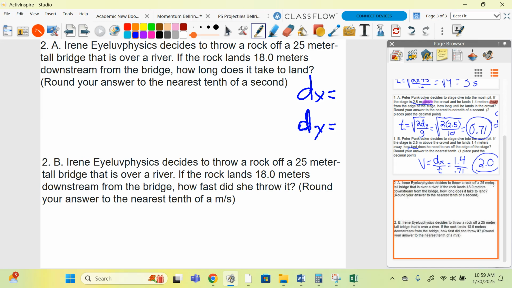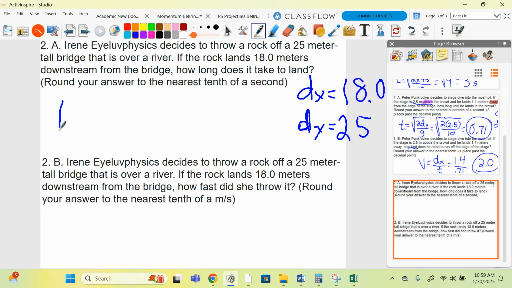Again, identifying my vertical and my horizontal. It's talking about a 25-meter tall bridge. If it's something tall, I'd probably look up. That is my vertical distance, so that is dy in this problem. It's going to land downstream from the bridge. That is my horizontal distance, my dx.